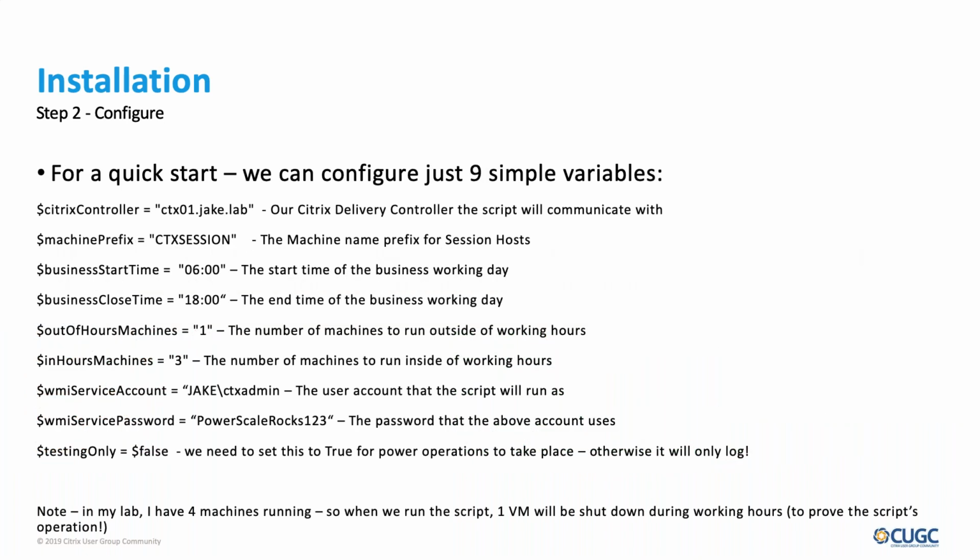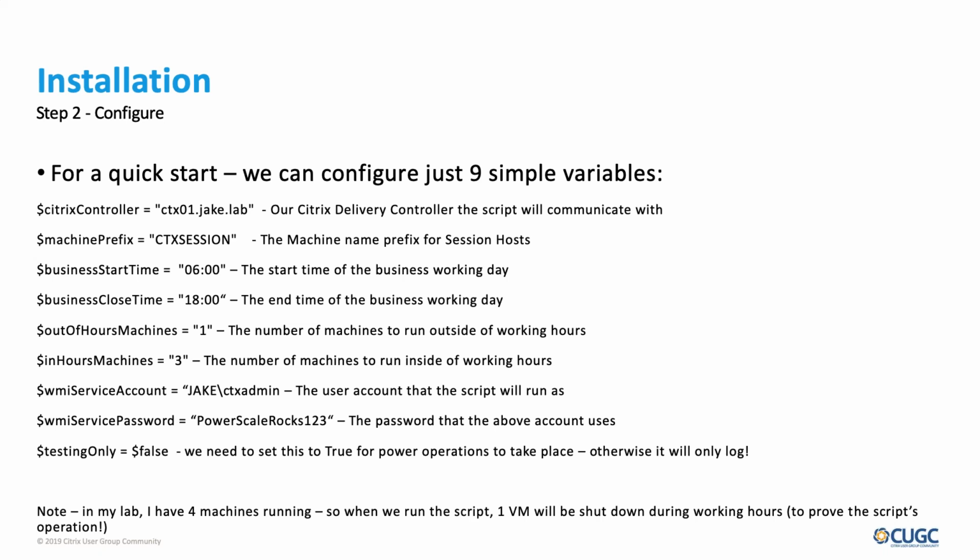For a quick start, there are actually only 9 variables you need, and that's all I'm going to configure in this instance. Most of it is pretty straightforward, and the other settings can just be left as is, but these 9 you will need. I'll run through them so you know what they are, what they do, and why you need them. First, you tell it the controller it's going to run against. That's the controller the script will communicate with.